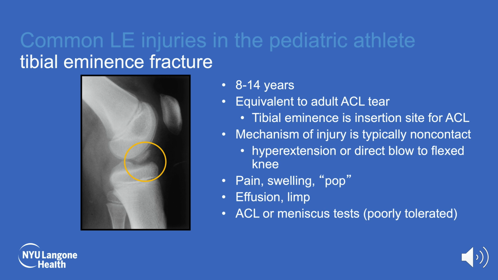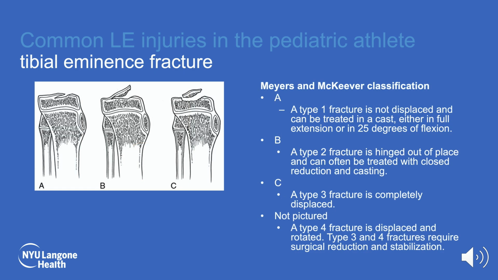Kids will give you that history of immediate onset of pain and swelling and hearing a pop at the time of injury. The knee will have an effusion and the child may limp. And then your physical exam tests for ACL or meniscus will be poorly tolerated. The classification system that we use for tibial eminence fractures is the Myers and McKeever classification, which I've listed here.